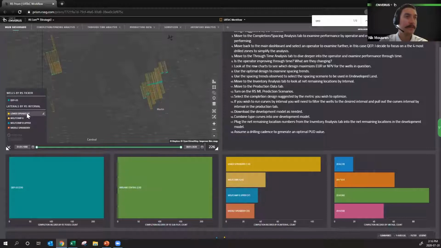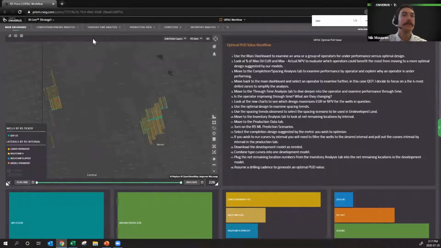So we have the lower Sprayberry here in yellow, the Wolfcamp A here in a lighter yellow, and then we have the Wolfcamp B upper in blue, and middle Sprayberry in orange here. So you can see that they're actually drilling their wells pretty tight across those benches as well. So they're pretty much all fully bounded wells, which is interesting. So we can just look at that there.